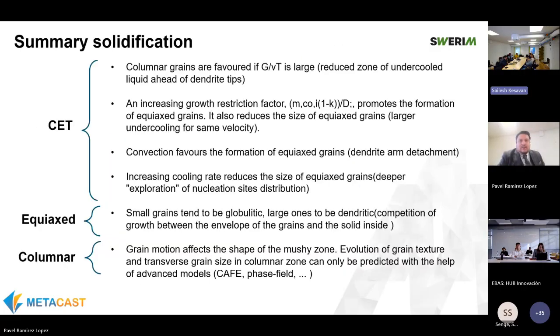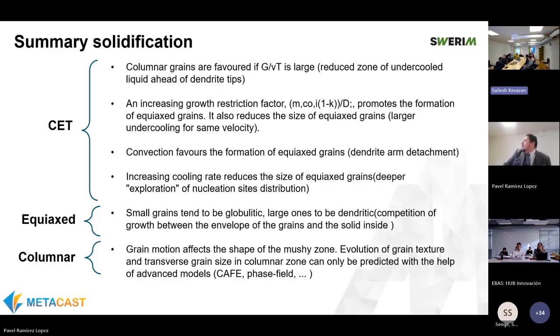And that takes us to a bit of a summary here for solidification, the columnar to equiax transition. Well, the convection favors the formation of equiax grains. The growth factor promotes the formation of equiax grains. Increasing cooling rate reduces the size of equiax grains. So we are always trying to promote an increase of cooling rate because we will then have smaller equiax grains, which will be better for the performance of the alloy.